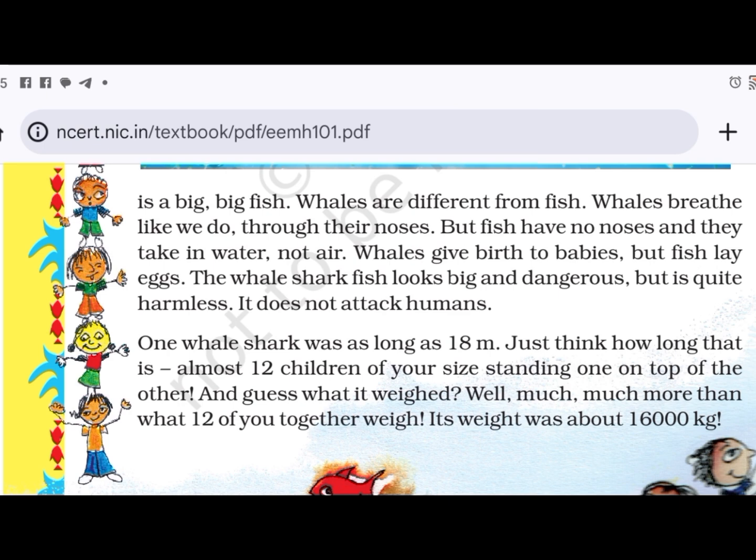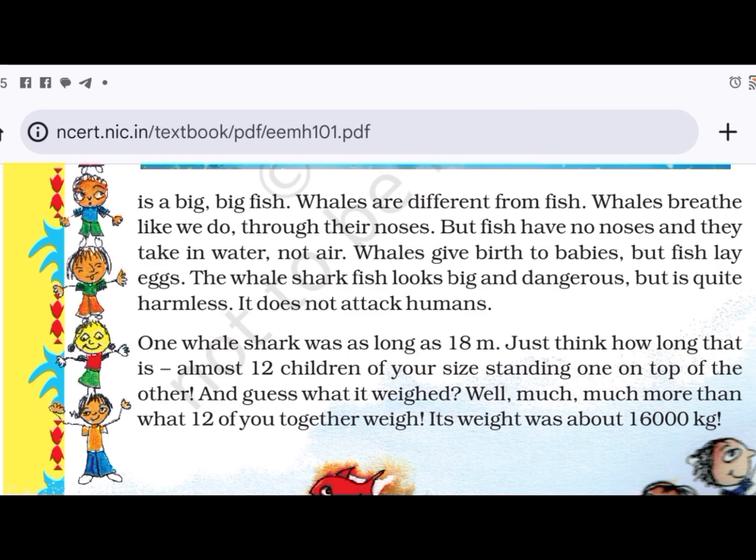Now the next paragraph in this is: one whale shark was as long as 18 meters. Just think how long that is. Almost 12 children of your size standing one on top of the other. And guess what it weighed?